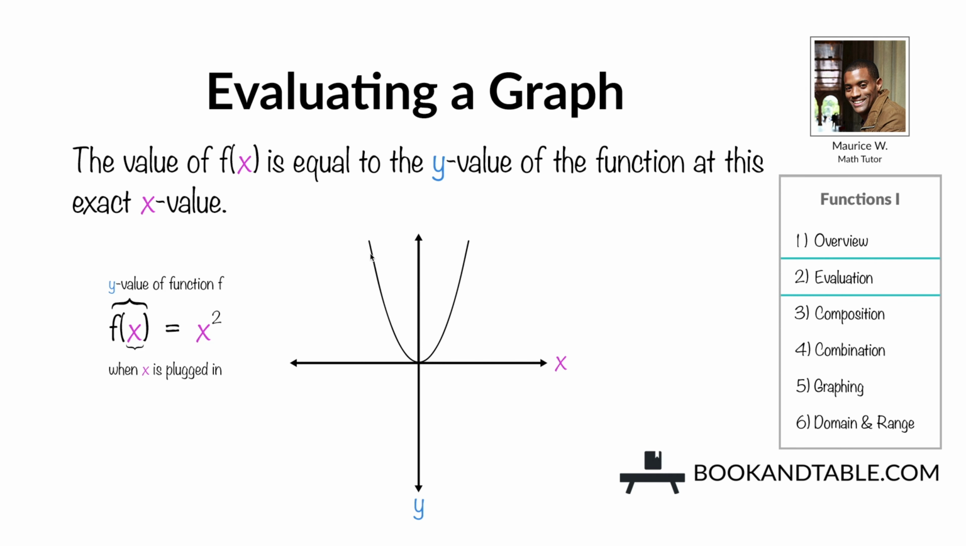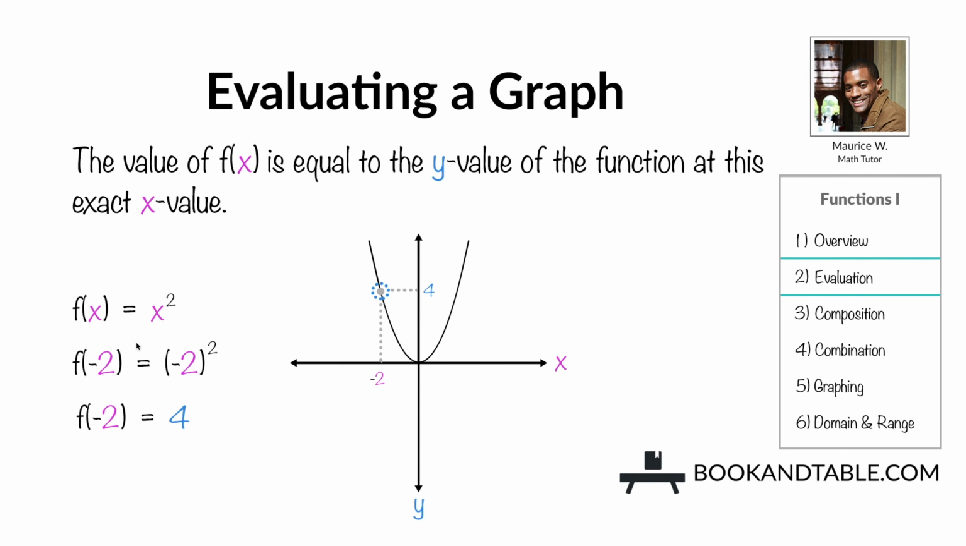Now the value of f of x, the entire thing, is equal to the y value of the function at this exact value of x. So we have f of x is equal to x squared, and the y value of the function is equal to the value of the expression when a specific x value is plugged in. So why are we reviewing this?